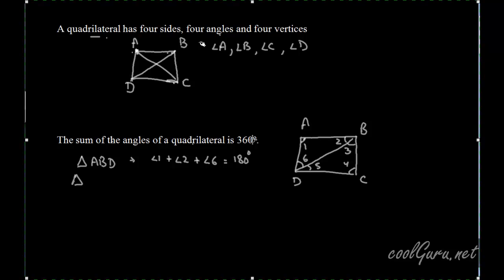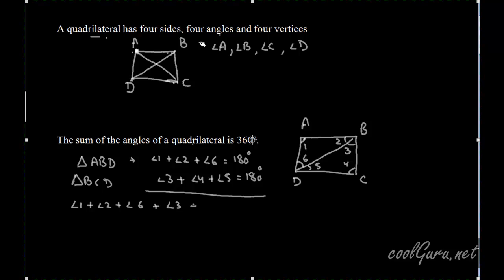Similarly in triangle BCD, again using the same property, 3 plus 4 plus 5 is equal to 180 degrees. Now we will add these two equations. So we get angle 1 plus angle 2 plus angle 6 plus angle 3 plus angle 4 plus angle 5 is equal to 180 plus 180, which is 360 degrees.